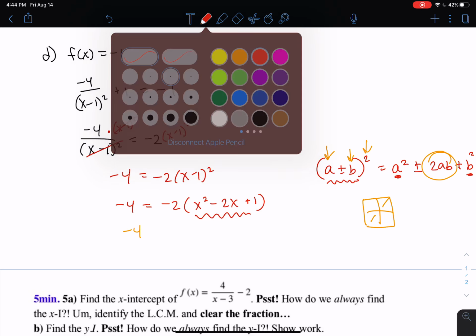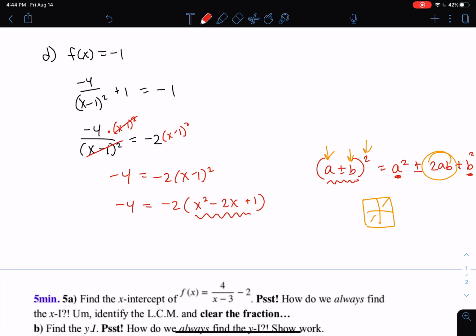Actually, let me go back to red. Negative 4 equals, distributing, that's negative 2x squared plus 4x minus 2. Move everything to the same side. Remember, you want to set this guy equal to 0 so we can factor. So I have negative 2x squared plus 4x. When I add the 4, I get plus 2 equals 0.